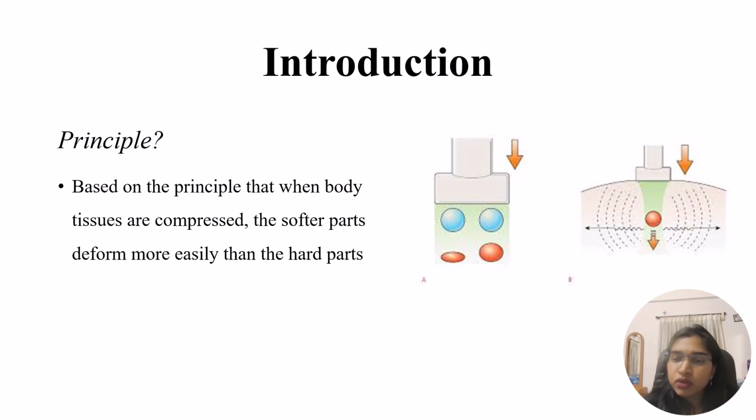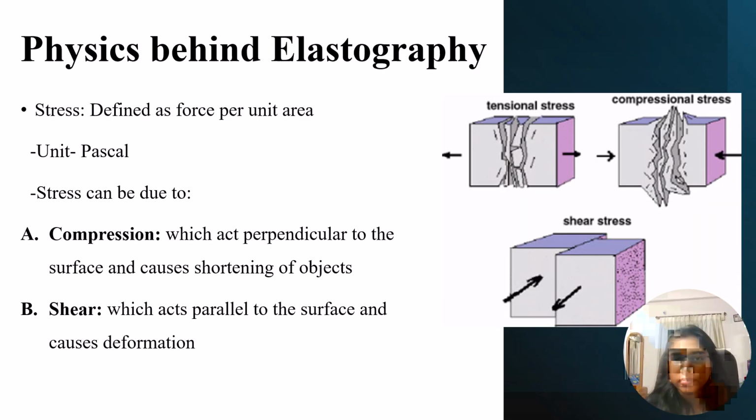What is the principle of elastography? The basic principle of elastography is that when we are compressing the tissues, the softer tissues deform more easily as compared to the harder part. See, this picture is showing that when we compress a softer tissue, obviously it is going to deform more easily as compared to the hard tissue.